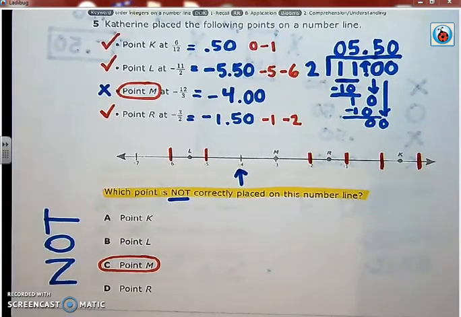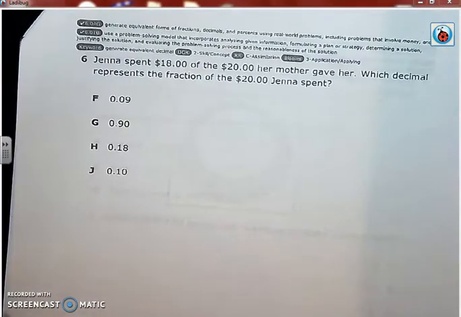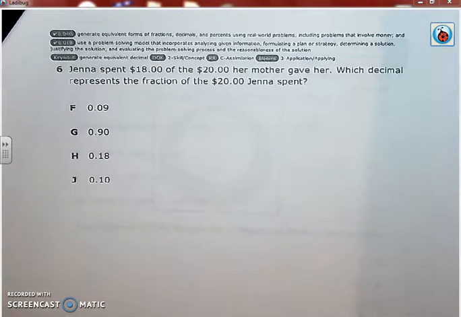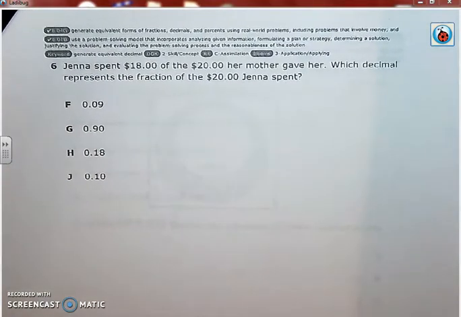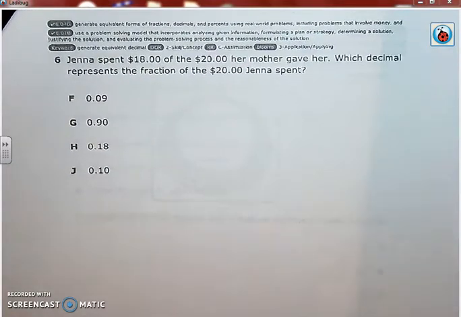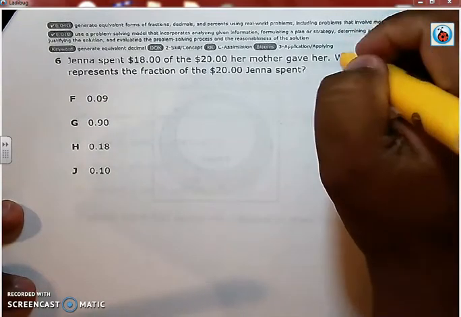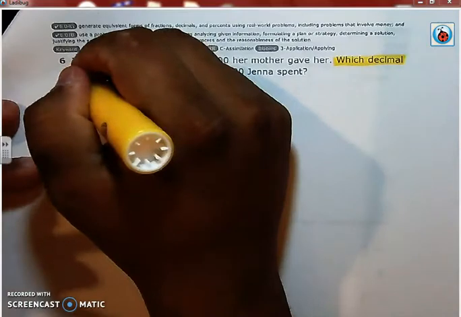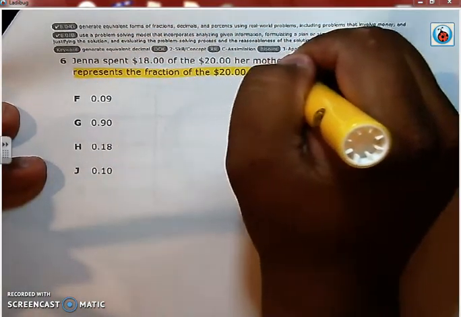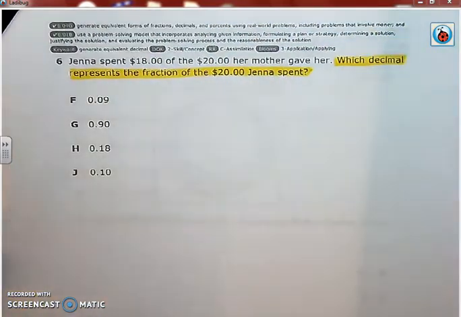Question number 6. Jenna spent $18 of the $20 her mother gave her. Which decimal represents the fraction of the $20 Jenna spent?